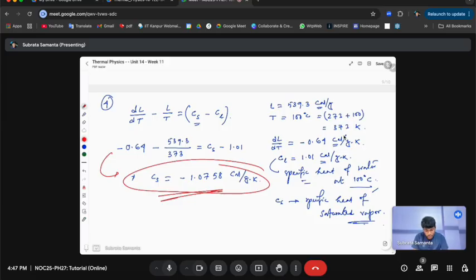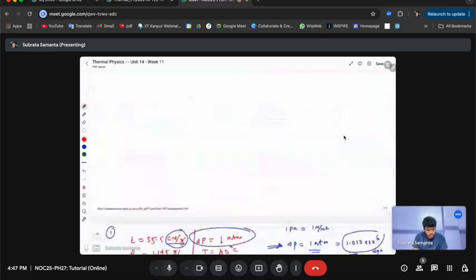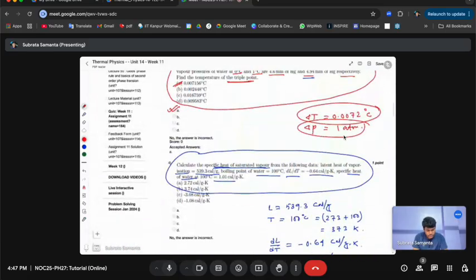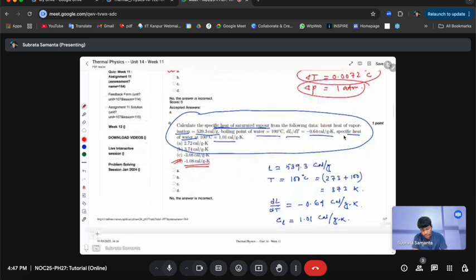So it's minus 1.0758. This is the specific heat of saturated vapor. So this is basically close to option D, minus 1.08 calorie per gram Kelvin. So option D is correct.